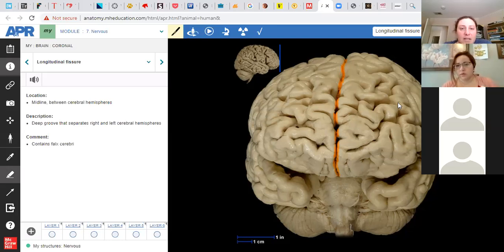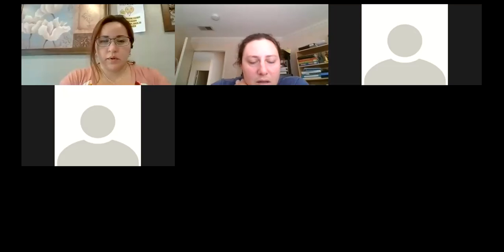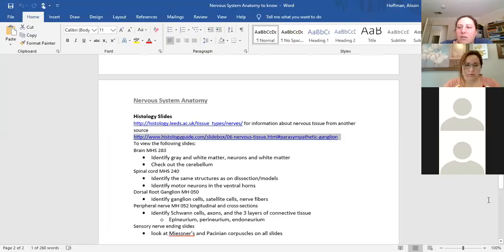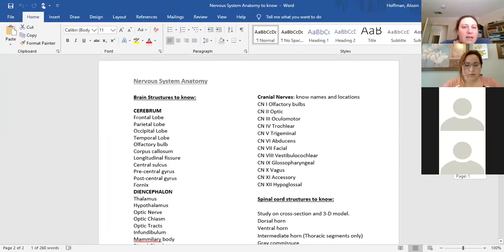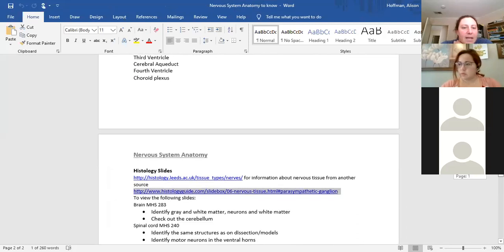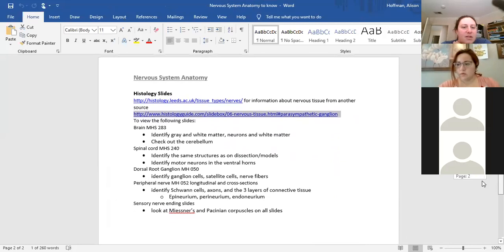So the histology guide stuff that you're gonna be studying off of, the link is actually on the Word document with the list of anatomy stuff to know. And here, let me show you that again. So the anatomy list to know is this guy. The first page is all the brain, cranial nerve, and spinal cord stuff. And then the second page is histology slides.